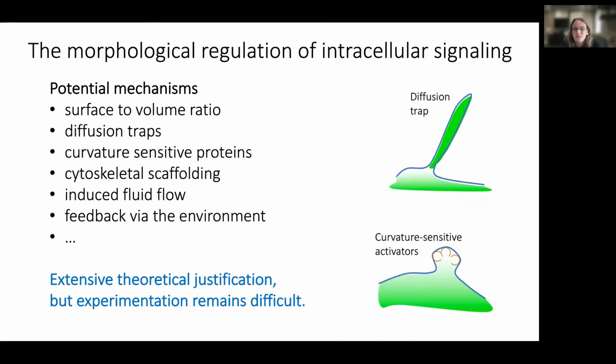There are many different ways morphology could regulate intracellular signaling. Very simply, if you change the local ratio of surface to volume, the local amount of membrane for cytoplasm, we expect to alter signaling that goes through the cytoplasm. There could be diffusion traps or curvature sensitive proteins. I think we will find that more and more proteins are curvature sensitive. We know that different types of morphology are associated with different cytoskeletal structures that could also alter signaling. These cells change shape so quickly, we might expect induced fluid flows in the cell, and so on.